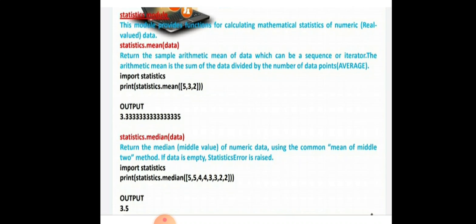In the same way we can find the median also. It returns the middle value or median of numeric data using the common mean of middle 2 method. If data is empty, a statistics error is raised. For median also we gave a list, and it will return the middle element, the middle value.